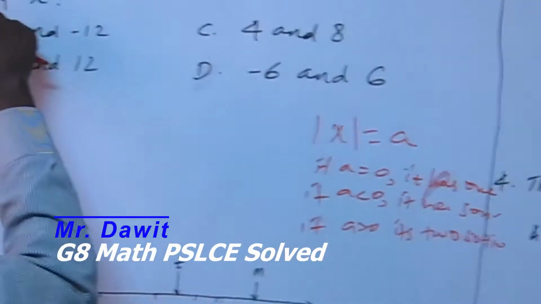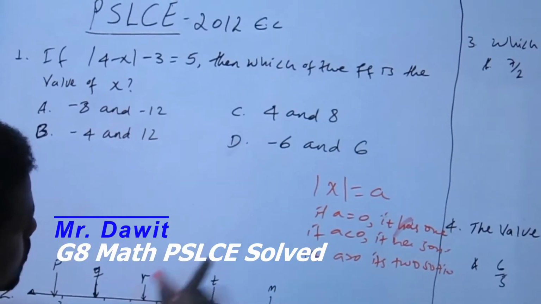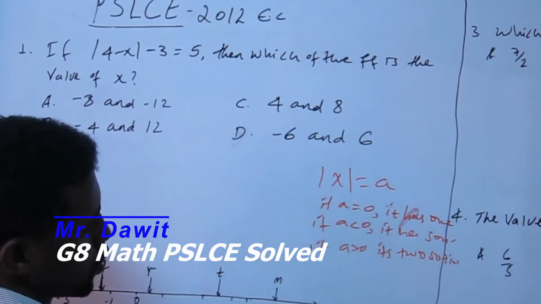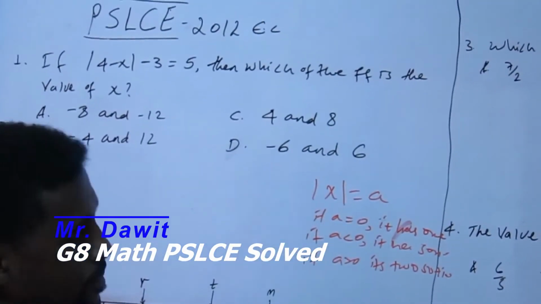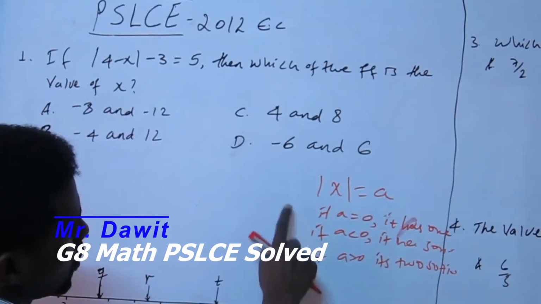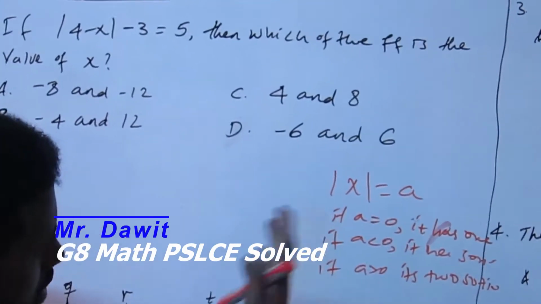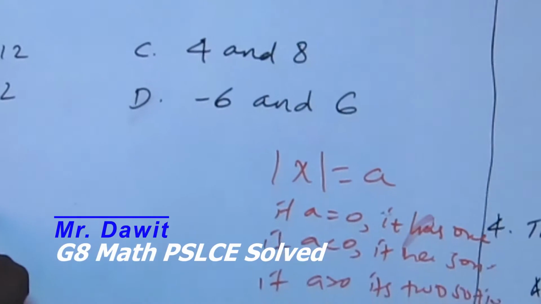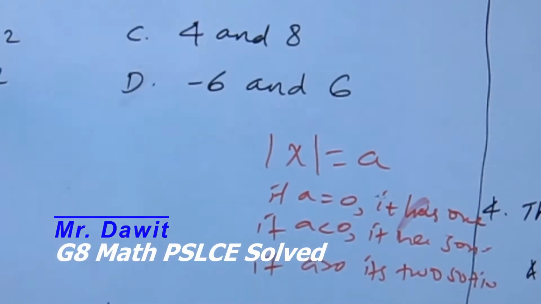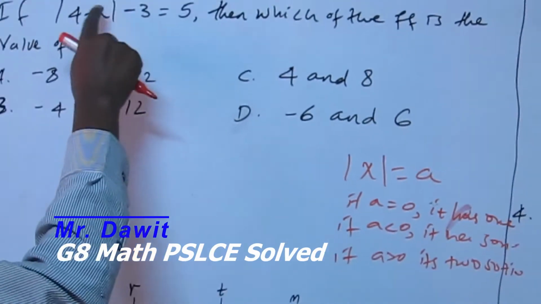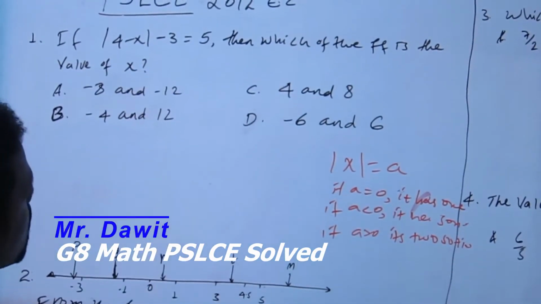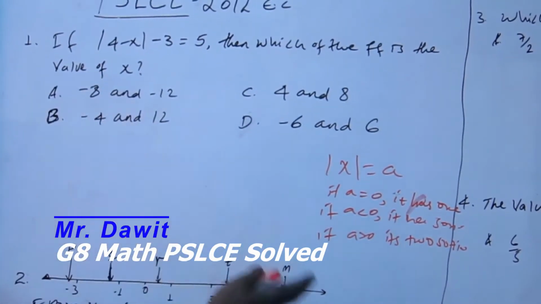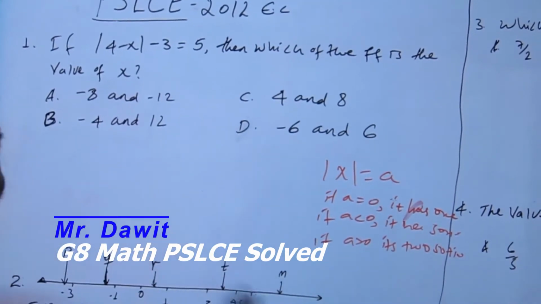So before we find out this equation, first we have to remember that the absolute value of x is equal to a. If a is negative, it has no solution, because the absolute value of a number is always positive. If a is 0, this equation has exactly one solution. If a is positive, it has 2 solutions, the negative of a and the positive of a. So in this case, for the absolute value of 4 minus x minus 3 equal to 5, we have to remove all the operations outside the absolute value before we judge whether the equation has a solution or not.